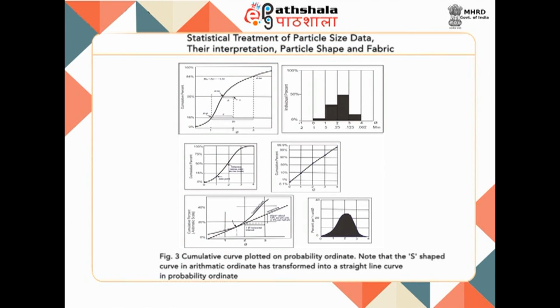The only disadvantage with this curve is that it is even less pictorial than the arithmetic cumulative curve. Now, you can see in figure 3 the cumulative curve plotted on a probability ordinate. Note that the S-shaped curve which was plotted earlier in the arithmetic ordinate has transformed into a straight line curve in the present probability ordinate.